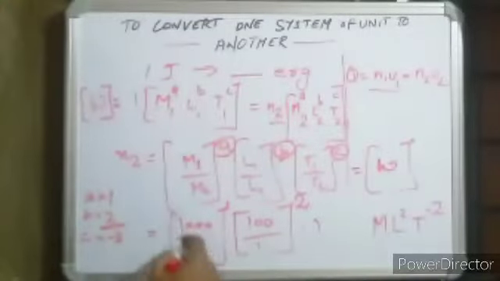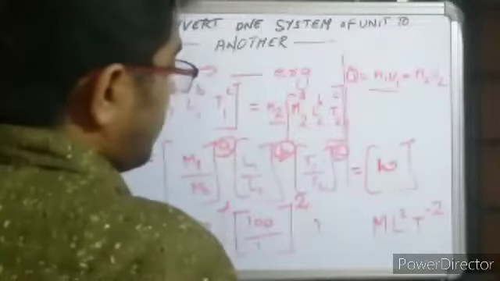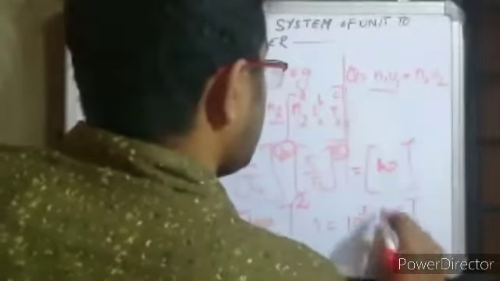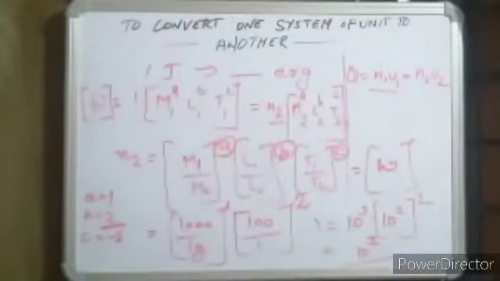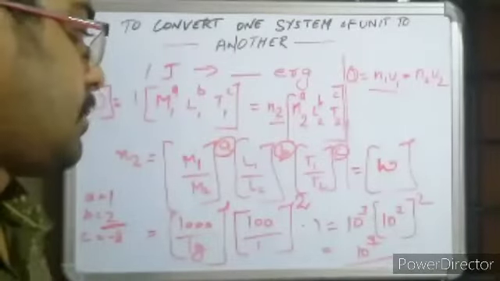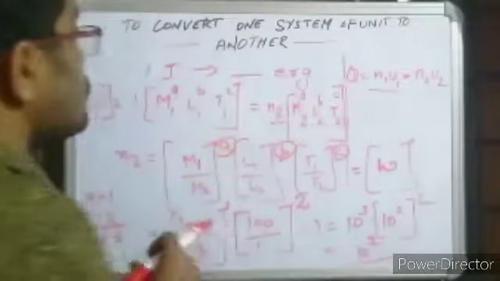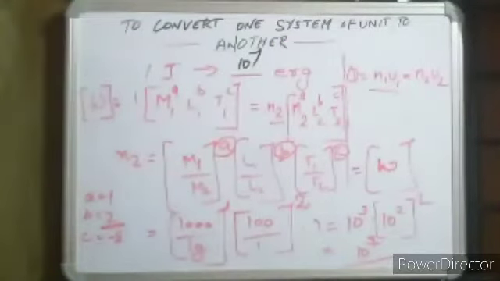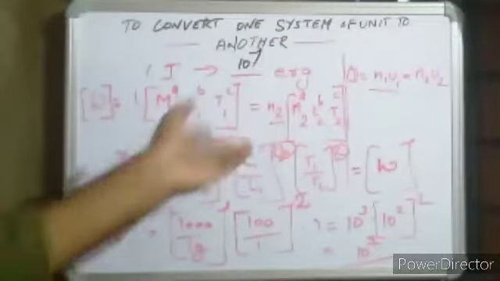So you will get 10 to the power 3 into 10 to the power 2 the whole square. So that will give you 10 to the power 7, since 4 plus 3 is 7. So 1 joule is equal to 10 to the power 7 erg. That is how you can convert from one system of units to another.